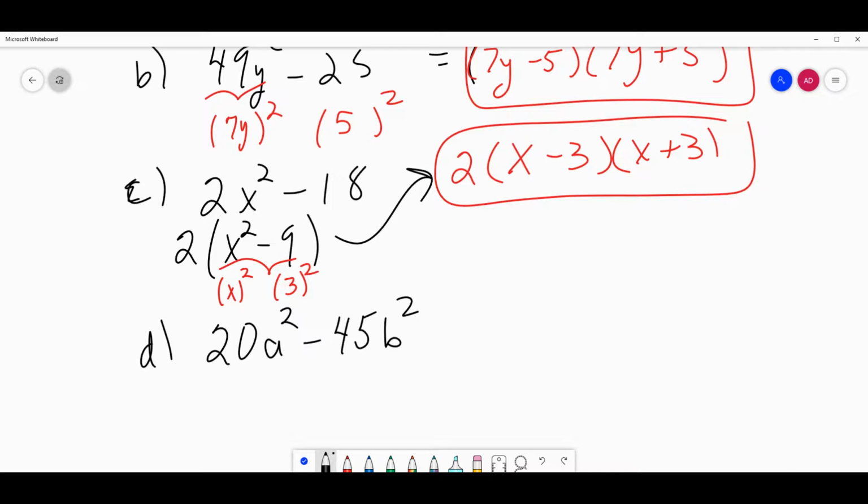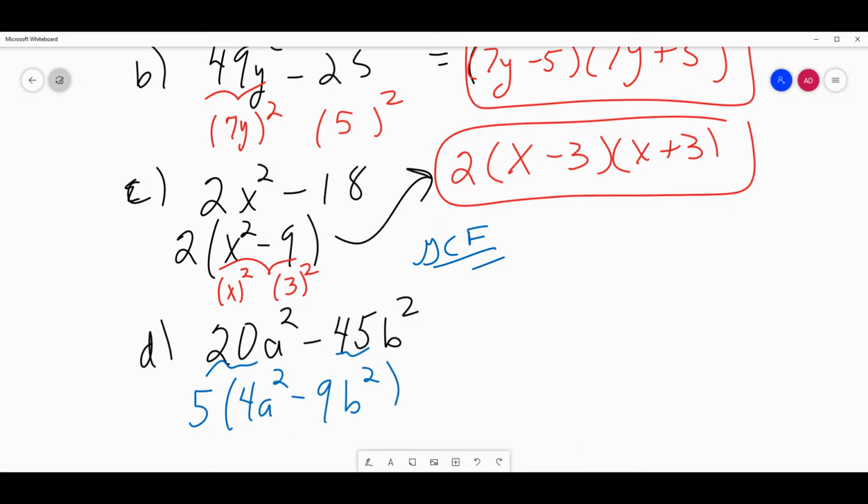Well, you're looking at the a squared and the b squared, and you're saying, okay, well, that's interesting. But they're not perfect squares. 20 and 45 are not perfect squares. So you have to do that little, hey, what's common, right? So what number goes into 20 and 45, right? Well, a GCF that goes into both of them, oh, by the way, is 5. That's going to leave me with 4a squared minus 9b squared.